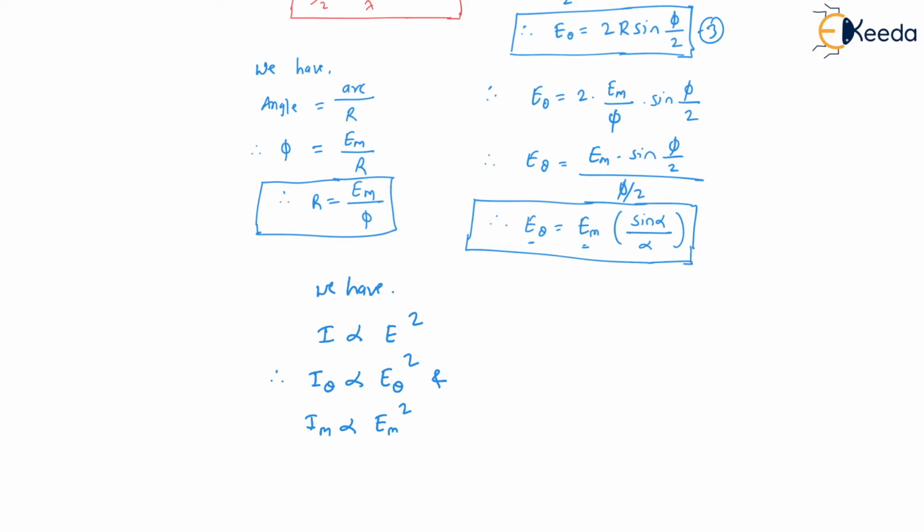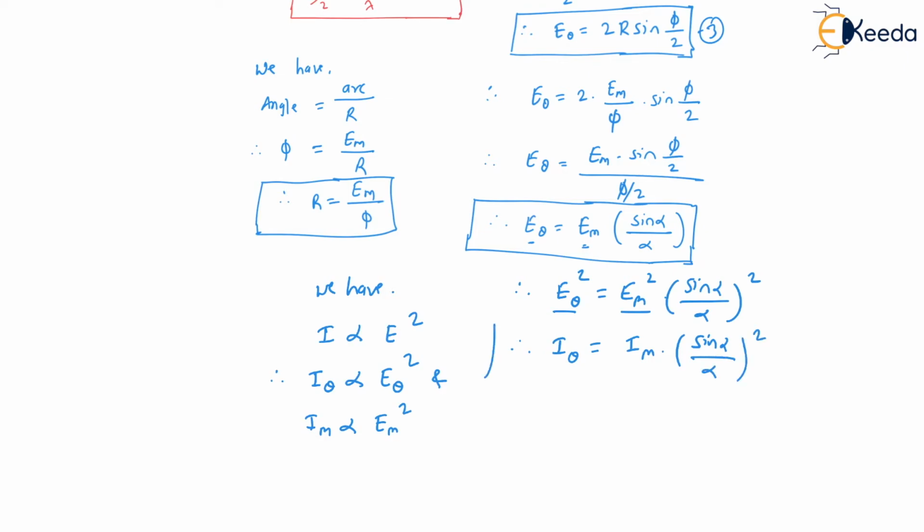So now I'll square this equation. E theta square is equal to Em square into sine alpha upon alpha whole bracket square, and then we can substitute E theta square as I theta, and Em square as Im. So I theta will be equal to Im into sine alpha upon alpha bracket square. This is the equation for resultant intensity at point P. So this is the final equation for intensity and amplitude.